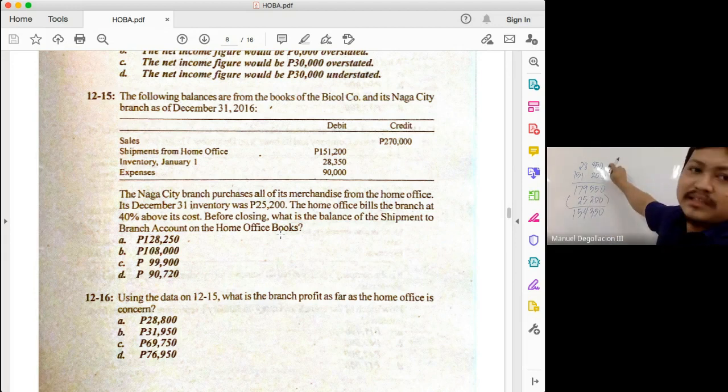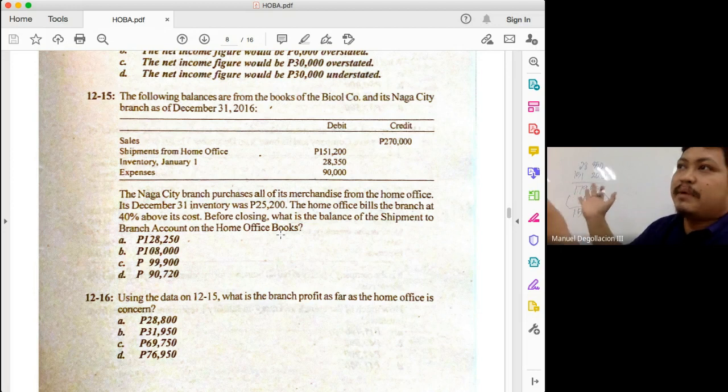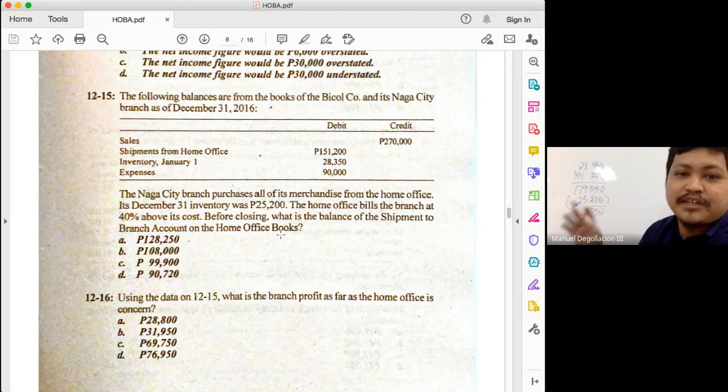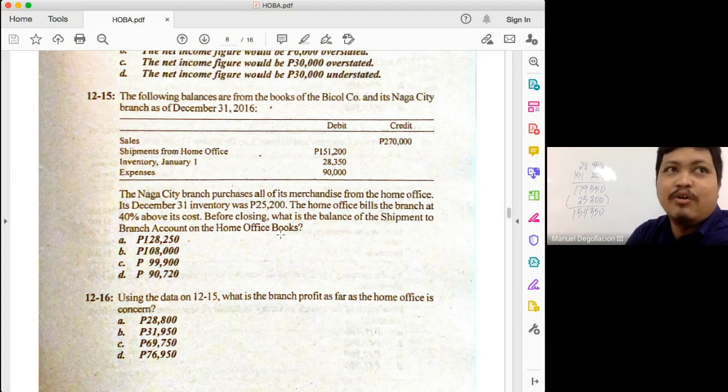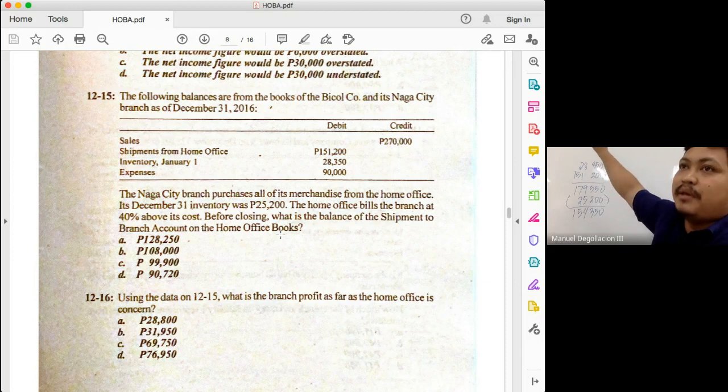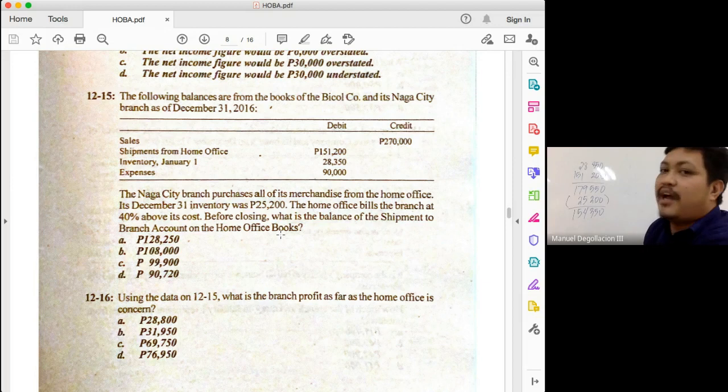This will give you 154,350. But by the way, class, aren't we supposed to add purchases? Is it possible that we will be adding purchases in solving for cost of goods sold? Yes. But we do not have purchases from outside vendors in this problem. What does the problem say? The branch purchases all of its merchandise from the home office. But I do not want you to think that our cost of goods sold will always just be beginning plus shipments. There may be purchases from outside vendors. And if that happens, the computation would be a lot more complicated. So how do we call the 154,350? The cost of goods sold.